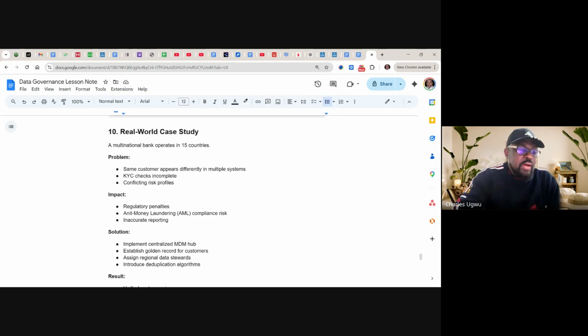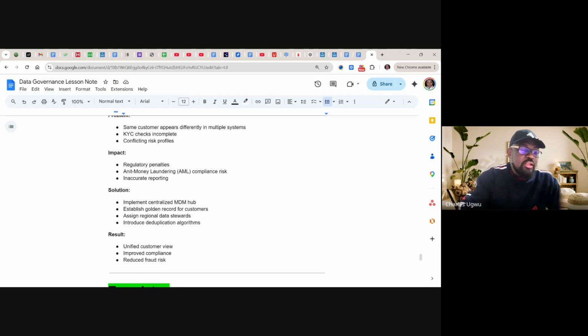So master data, if you apply master data here, is going to implement a centralized master data hub, establish a golden record for customers, assign regional data stewards, and introduce a deduplication algorithm. So this is the solution. And uniformity of data. You have to design a system that accepts this. And the result: a unified customer view, improved compliance, reduced fraud risk.